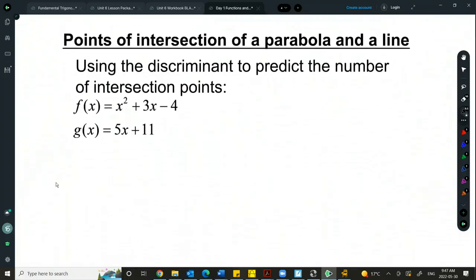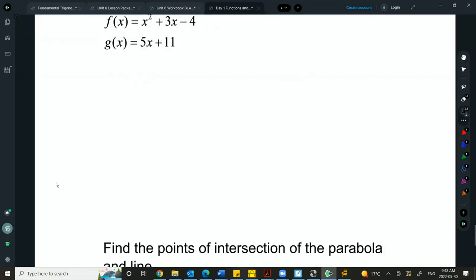Last thing that we did in this unit, and I might also just take one extra minute at the end of this to review long factoring a hard trinomial, because that's important. Using the discriminant to predict intersection points and then actually finding those intersection points.